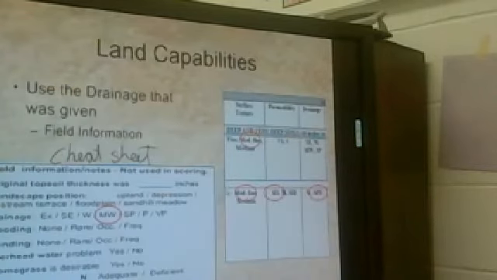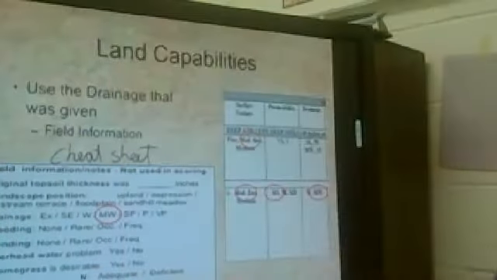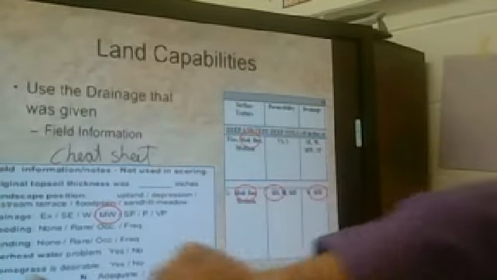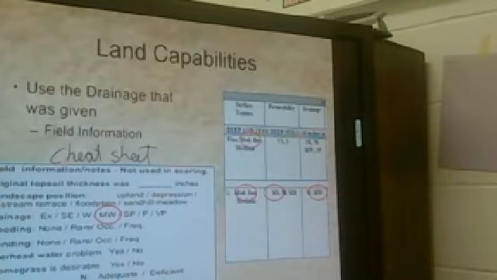Moving. Excuse me. Cheat sheet, bottom left corner. Bam, right there. Here it is a little bit better on the PowerPoint. It's on field information notes. They will give you the drainage.